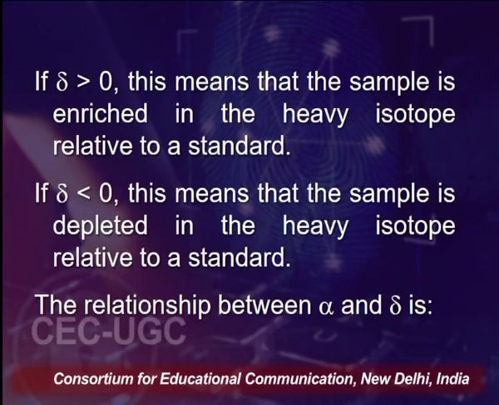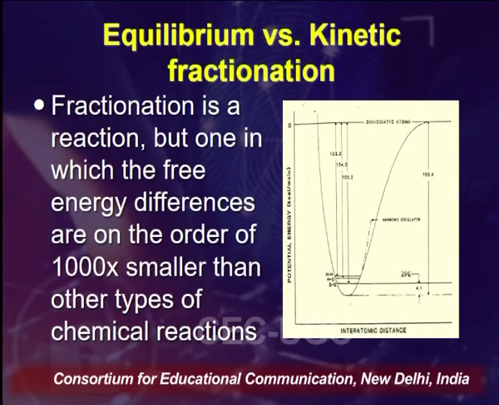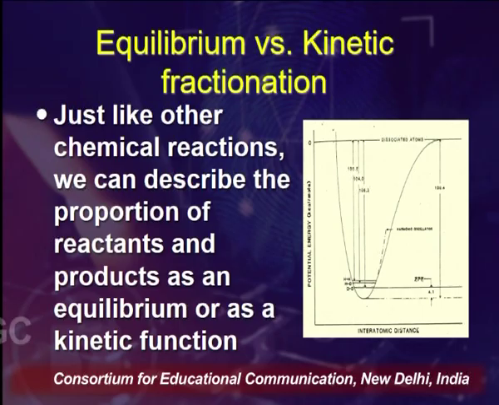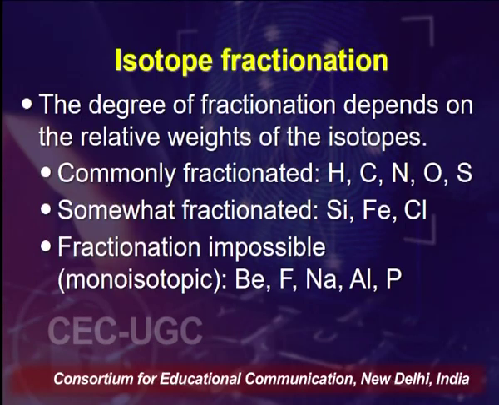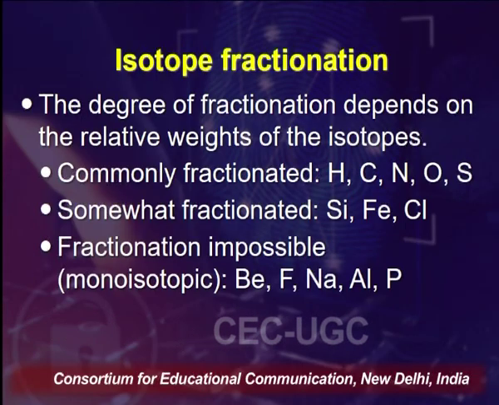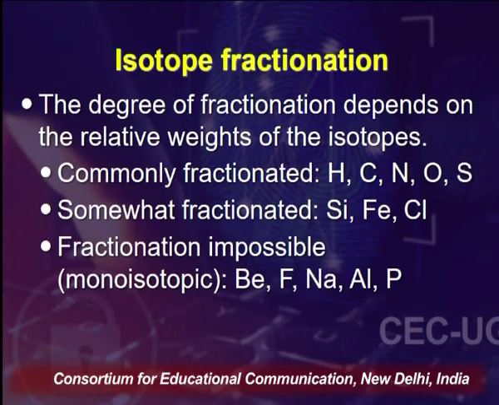So, the relation between alpha and delta can be known through equilibrium versus kinetic fractionation, where fractionation is a reaction, but one in which the free energy differences are on the order of 1000 times smaller than other types of chemical reactions. So, we also go for the equilibrium versus the kinetic fractionation. Just like other chemical reactions, we can describe the proportion of reactants and products as an equilibrium or as a kinetic function. So, the degree of isotope fractionation depends on the relative weights of the isotopes.